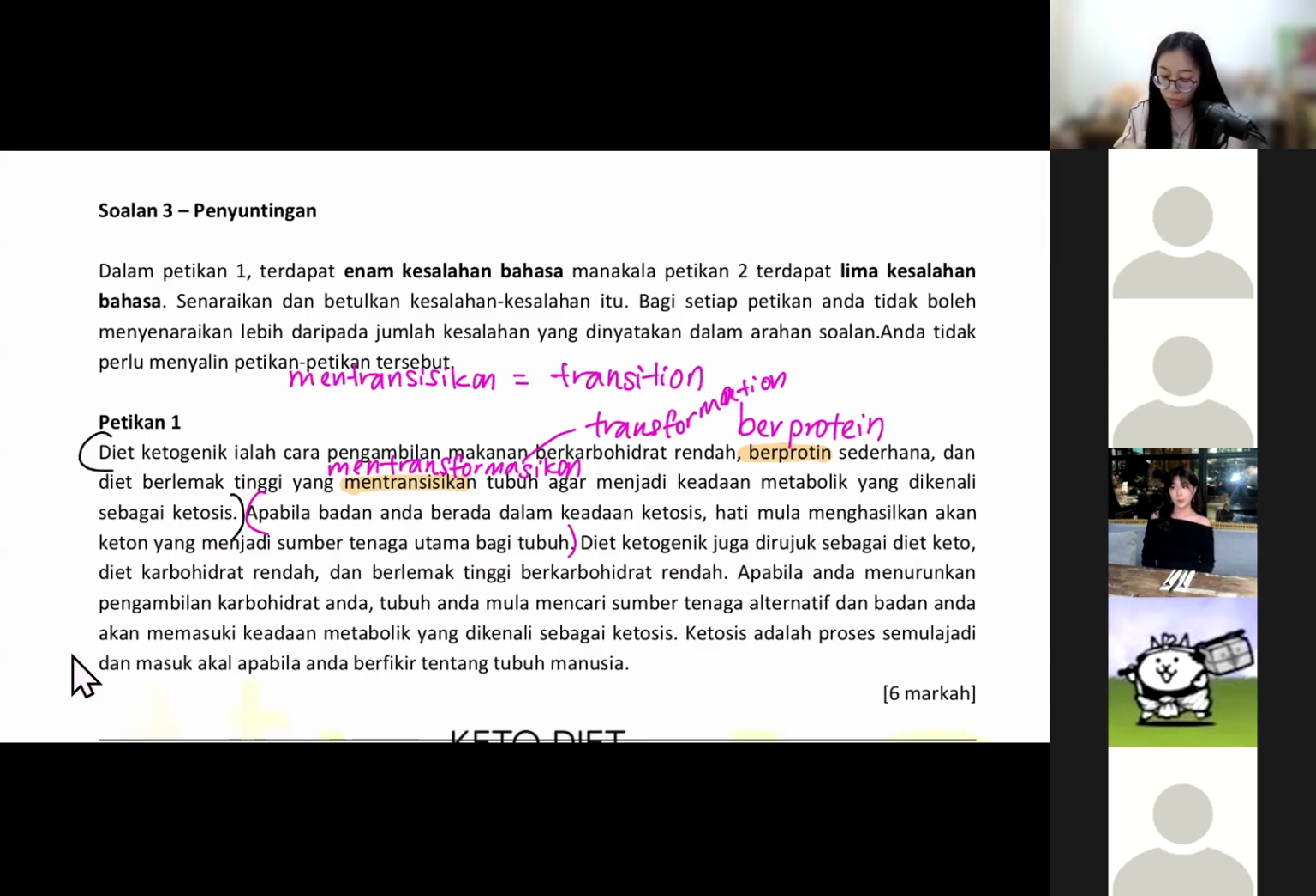Apabila untuk tubuh, there is satu kesalahan. This one I teach before in the rumusan. I mentioned before, imbuhan akhiran kan behind you cannot put kata sendi. Akan menghasilkan. Okay, no. Just take out the akan. Menghasilkan, mula menghasilkan keton. This one can take out the akan.